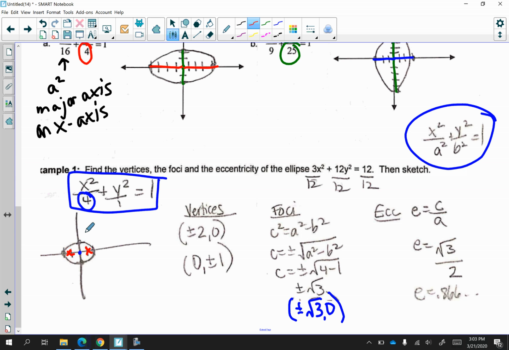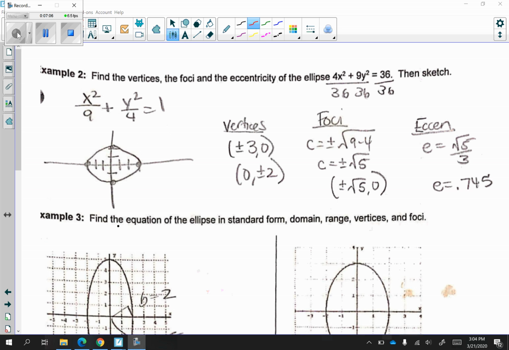And finally, for my eccentricity, e is equal to c over a. My c value is plus or minus radical 3, over 2, my a value. Radical 3 over 2, and I also approximated with a decimal. And that tells you how nearly circular it is. Why don't you take a look at example 2 and solve the problem.